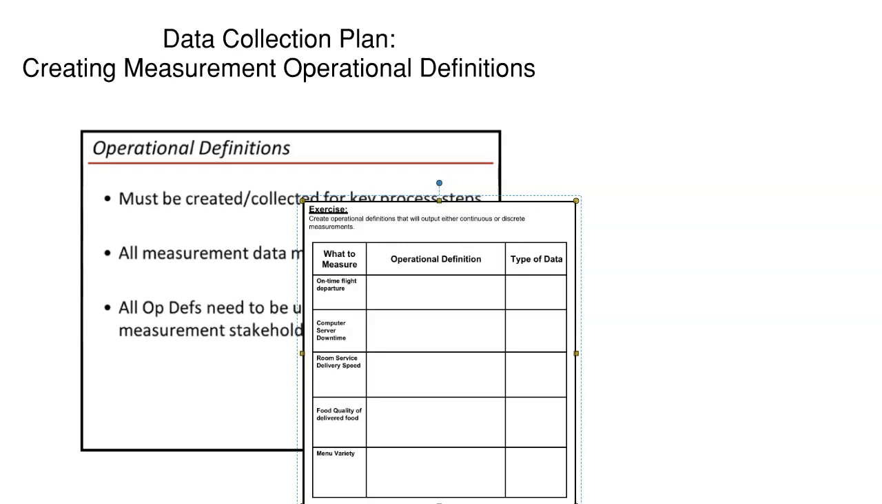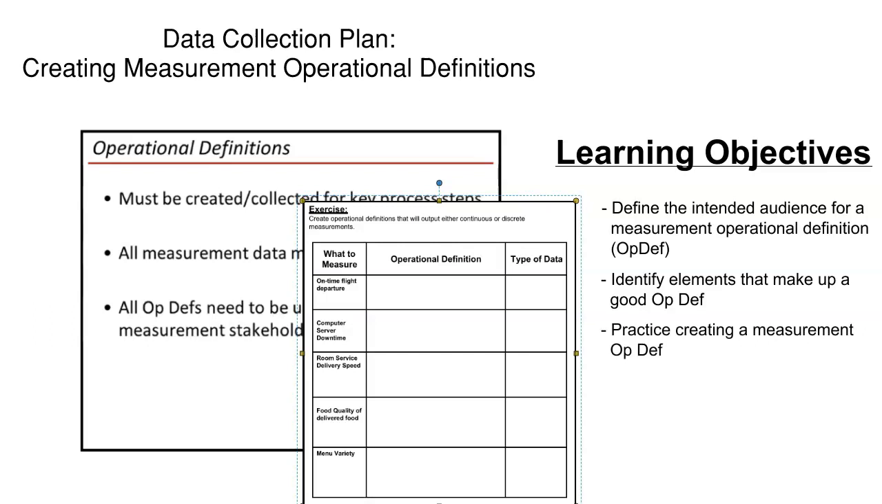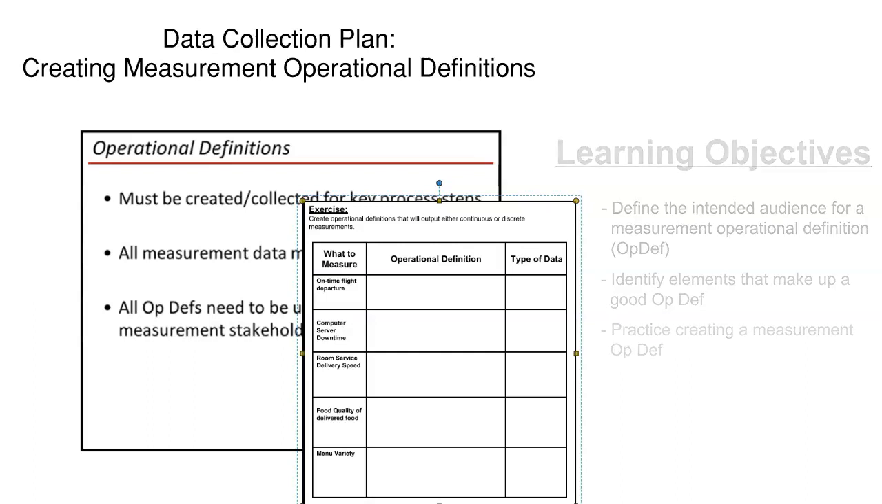In this video, we continue our exploration of tools that are included in the data collection and measurement plan. And we'll be specifically looking at creating measurement operational definitions. The learning objectives for this video will include who the intended audience is for a measurement operational definition. We'll then take a look at the elements that make up a good operational definition, and we'll end by practicing the concepts and work through a couple of examples for measurement operational definitions of process data.